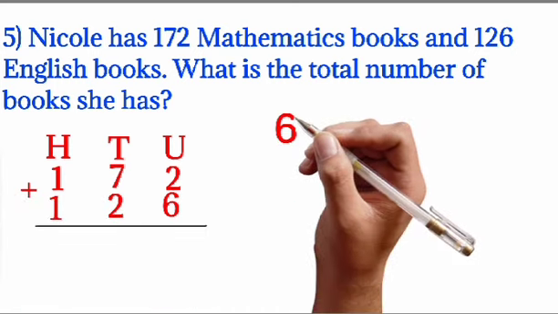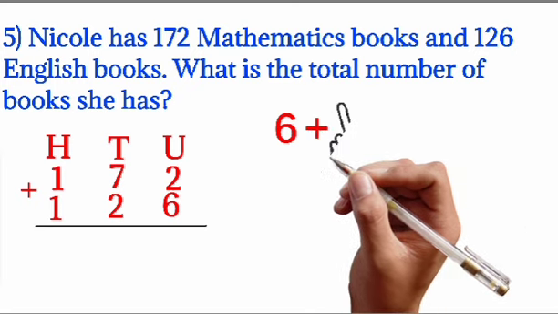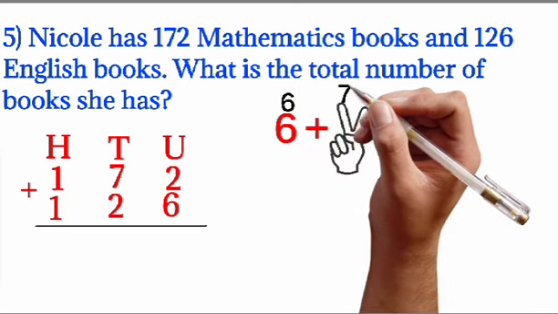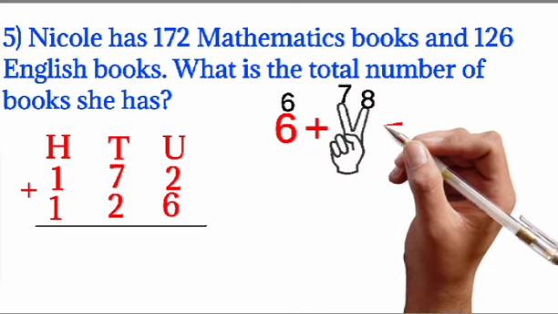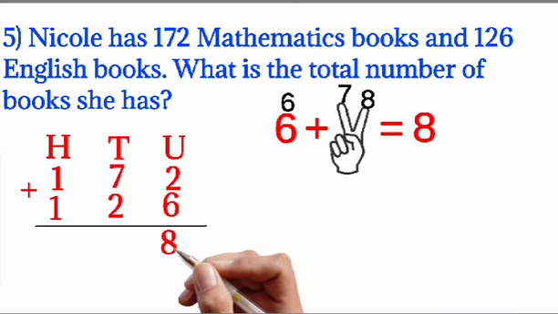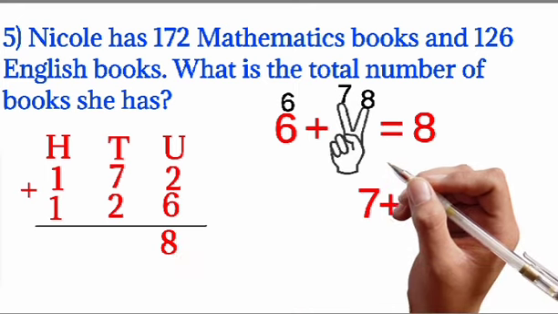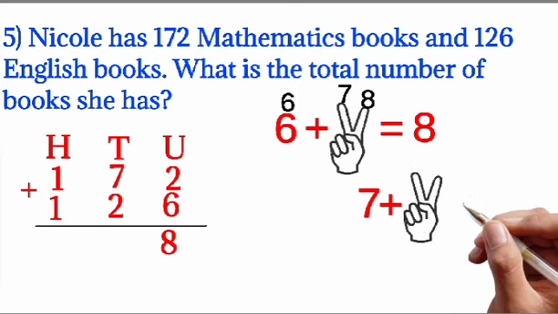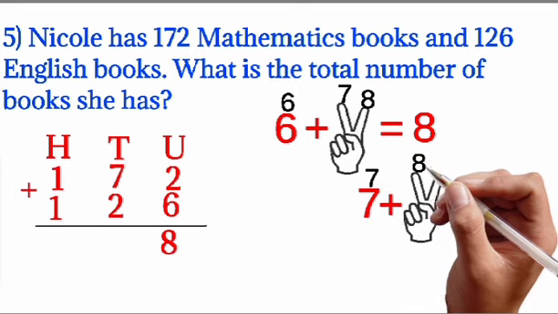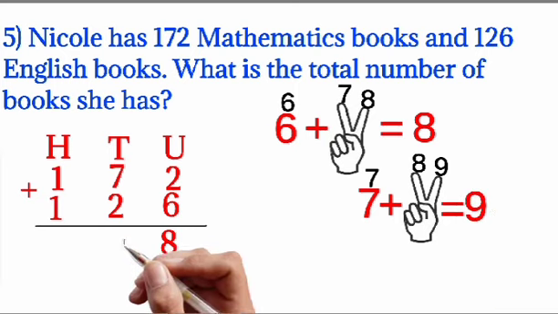6 in my head, 2 on my finger. I'll count forward 6, 7, 8. No, it's just 2 fingers, so I can't give 9. Because I have just 2 fingers, I'm going to stop at 8. So that's why my answer is 8. 7 in my head, 2 on my fingers. 7, 8, 9. So I'm going to stop there. So which is 9. 7 plus 2 is 9.